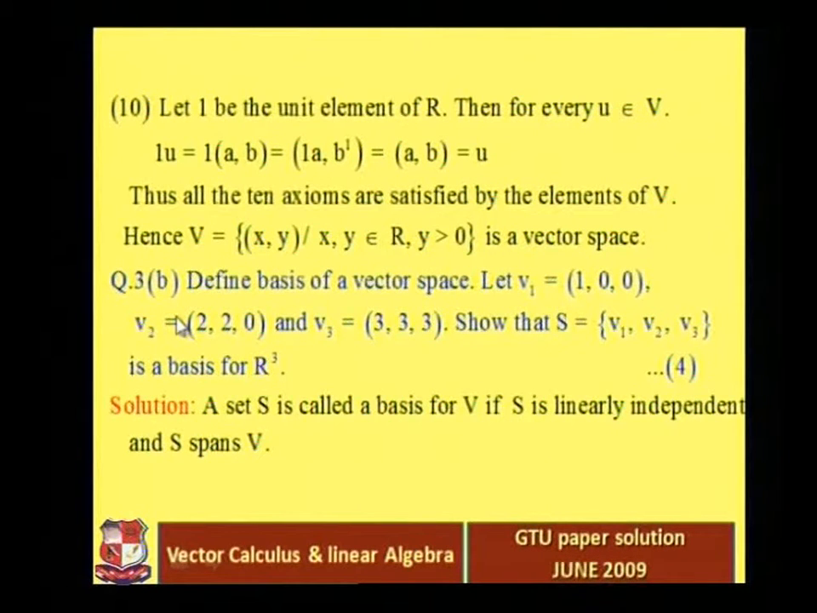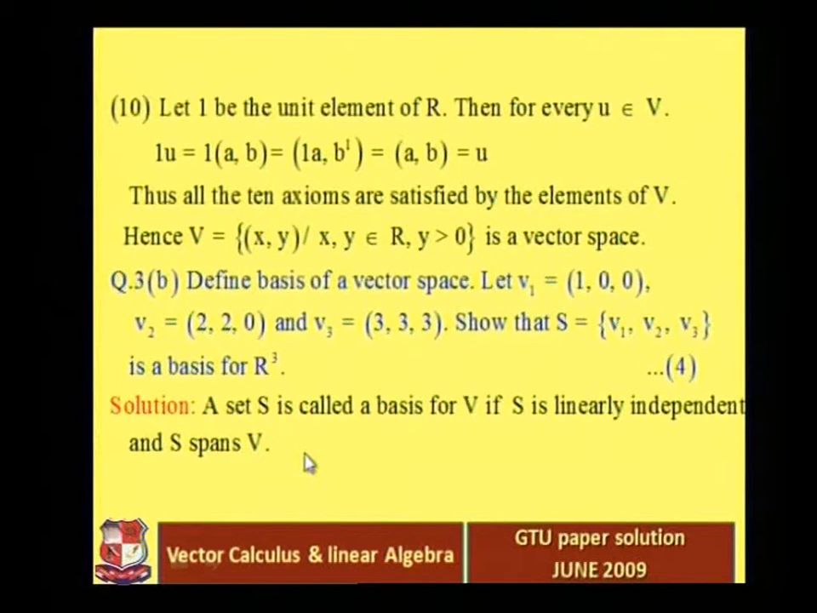Define basis of a vector space. Let V1 is equal to (1, 0, 0), V2 is equal to (2, 2, 0), and V3 is equal to (3, 3, 3). Show that the set S, which contains V1, V2, V3, is the basis for R3. So here we want to prove that these three vectors V1, V2 and V3 are the basis vectors for R3.